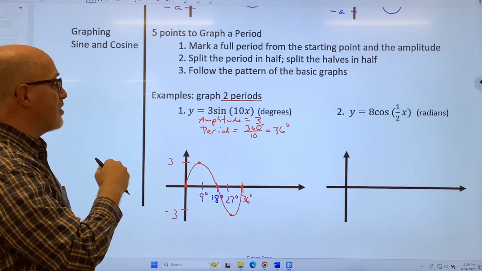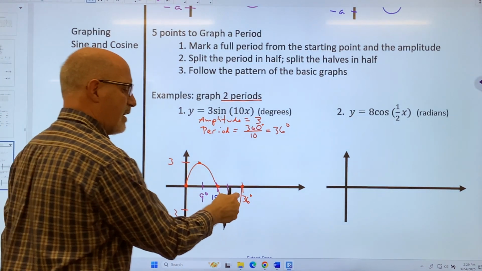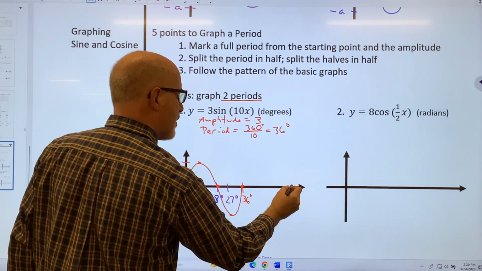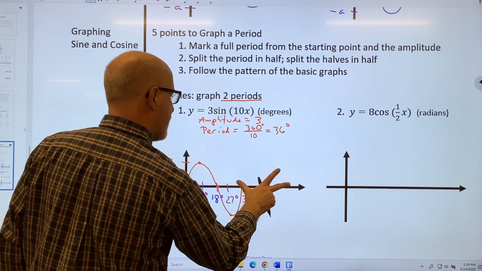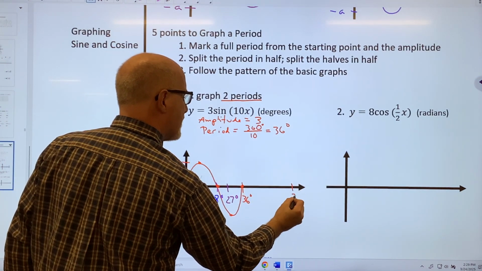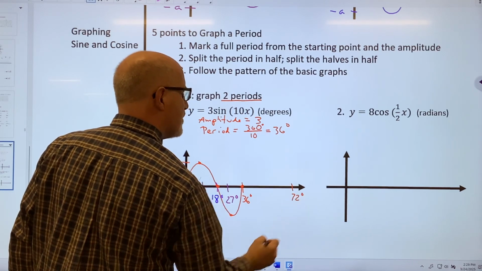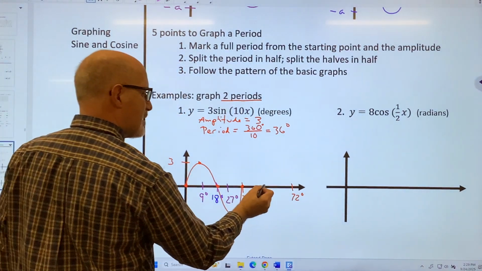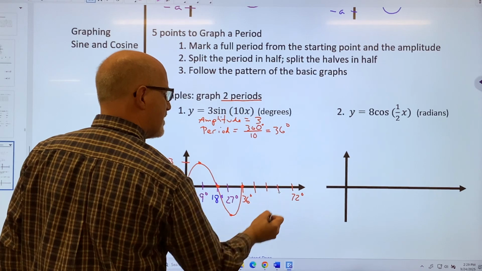Now it does ask us to do a second period. So if 1 period is 36, I'm going to take this distance and go that far out. So try to keep your units about the same. So this would be 72 degrees to come out here. I'm going to split that in half and then each of these in half.